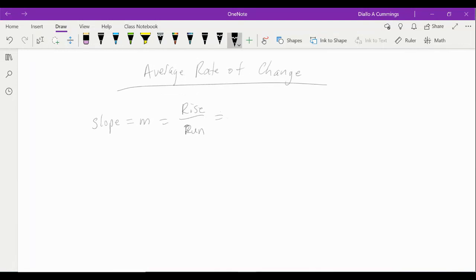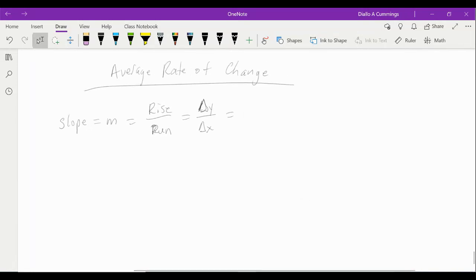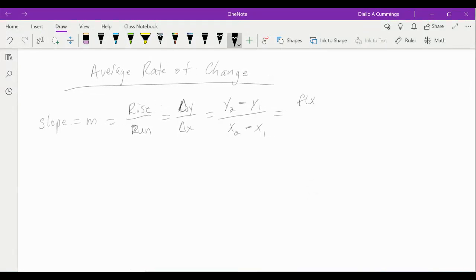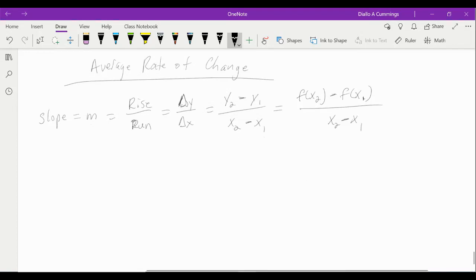M, which is the slope, that's also delta Y over delta X. So this delta, you see, it means change in Y over the change in X. The change in Y is Y sub 2 minus Y sub 1 over X sub 2 minus X sub 1, which is also the average rate of change. The average rate of change is F of X sub 2 minus F of X sub 1 divided by X sub 2 minus X sub 1. So let's take a look at an example.